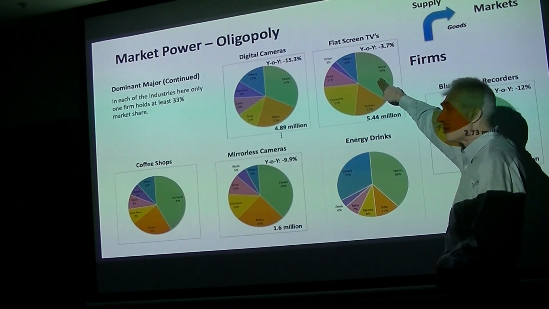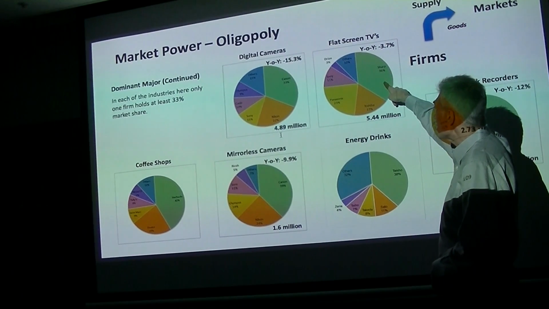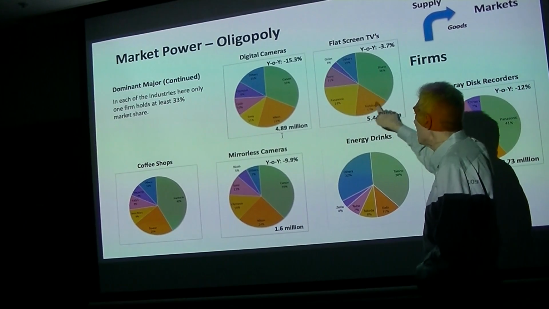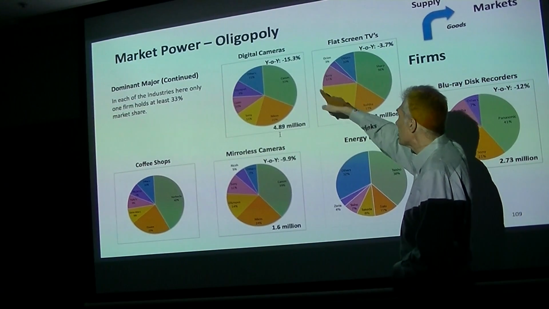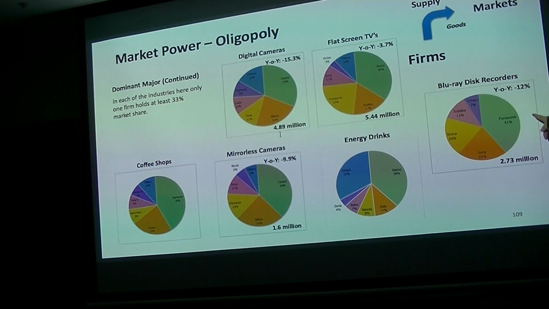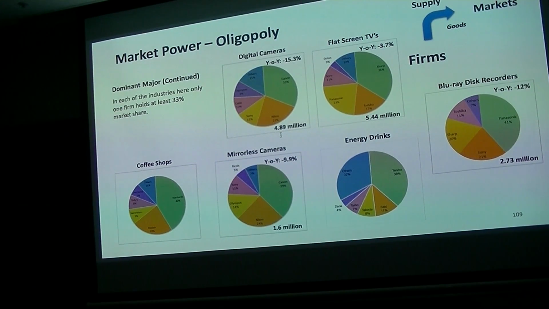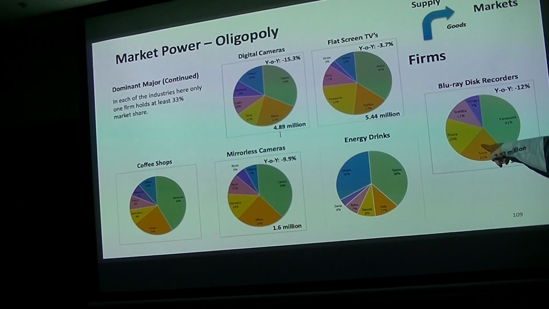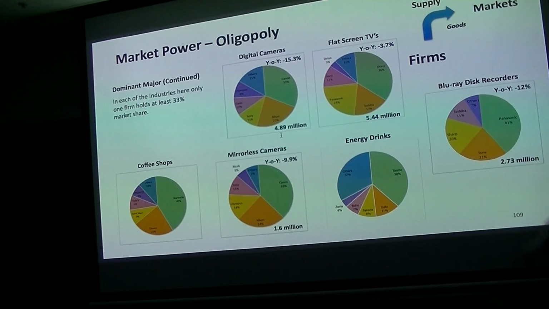Flat screen TVs, another shrinking market. Sharp, 36%, again just over the 33% mark, quite competitive. 17% Toshiba, Panasonic 23, Sony 11 percent. Blu-ray disc recorders is another shrinking market. Panasonic, this is another company that's not exactly thriving these days, another company that has a lot of products in shrinking markets. There's Sony again. We're seeing Sony over and over again in these shrinking markets.